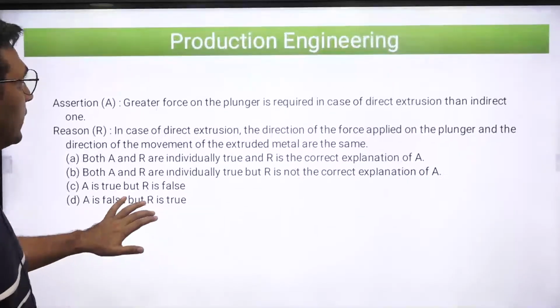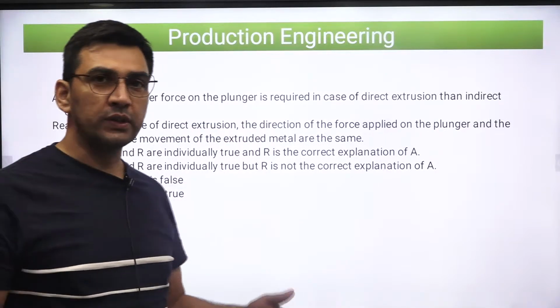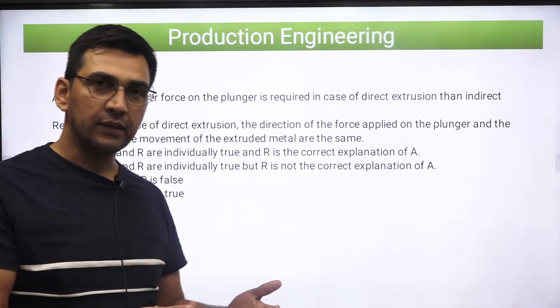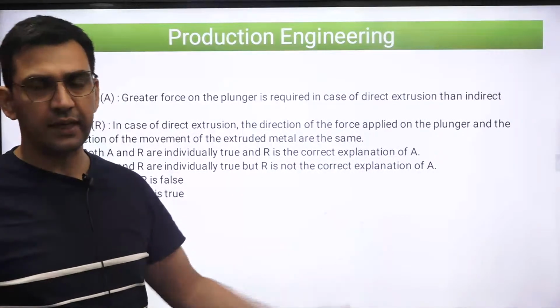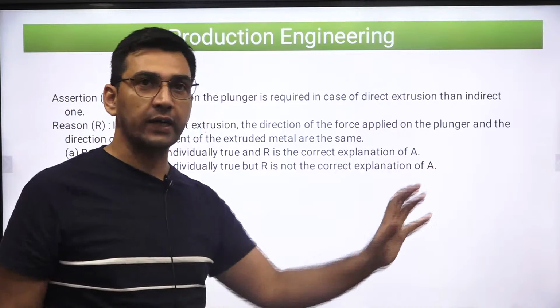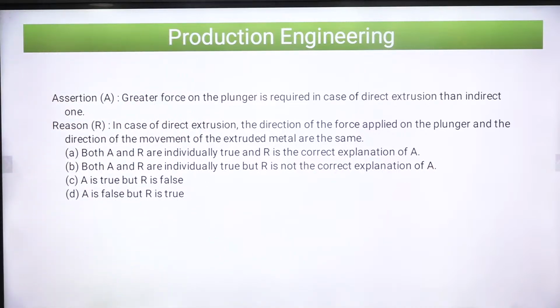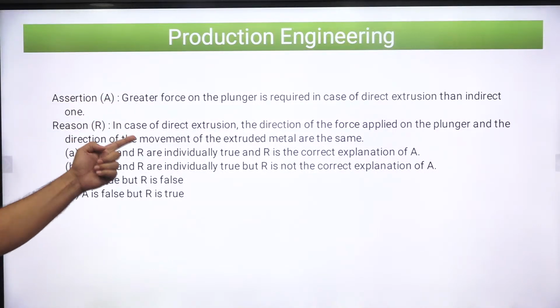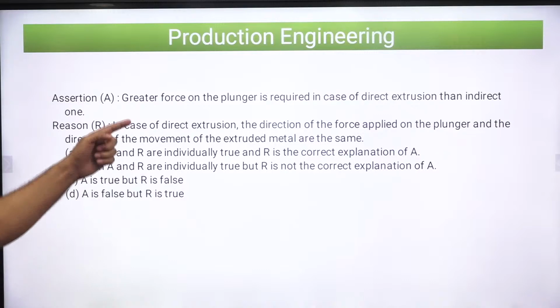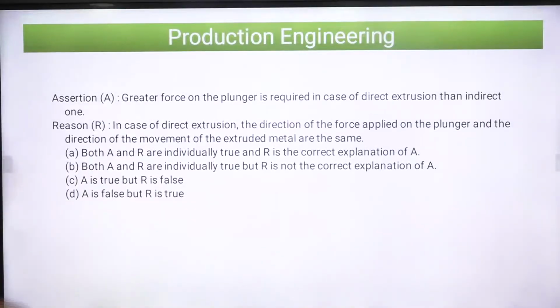In case of direct extrusion, the direction has nothing to do with it. Saying that the force increased since the direction is the same carries no meaning. The exact reason is that the whole of the billet you need to move in this particular process, and that is why friction force comes into the picture. So both statements are correct, but this statement is not the right explanation for the other. So over here also, I think it was B, right? It is going to be B only.